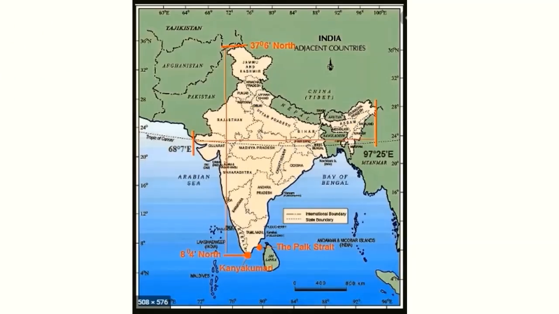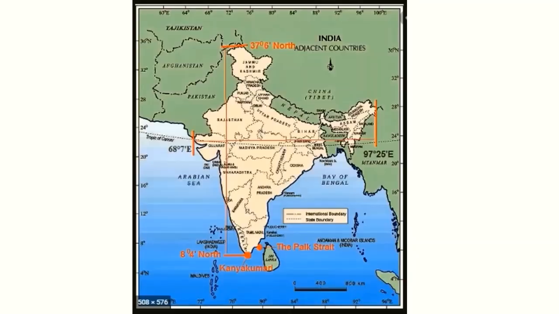Now in this map you can see where Kanyakumari is located. Thiruvananthapuram is also located there only. Then you can see Kerala, which is in the southernmost tip of India, at 8 degrees and 4 minutes north, which is very close to the equator, and hence these places have equable climate, not very hot, not very cold.